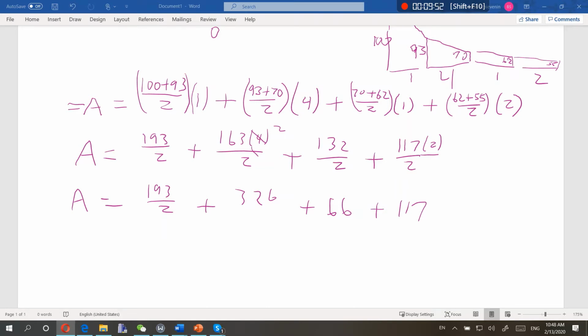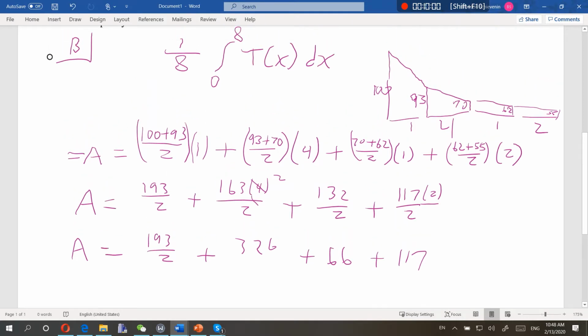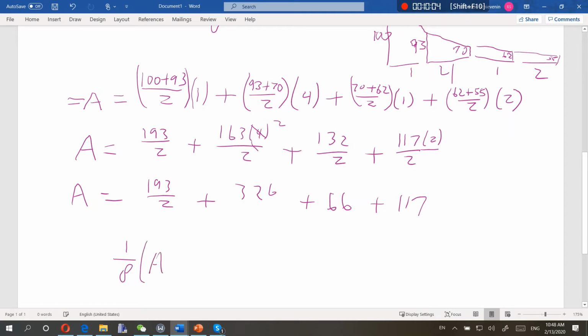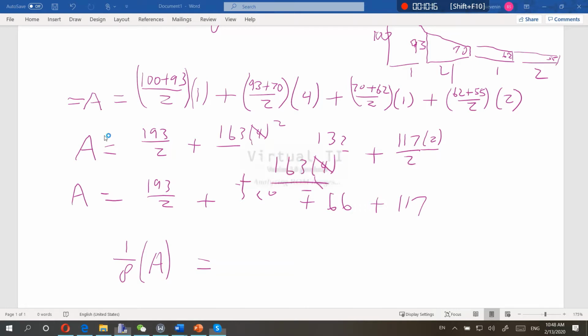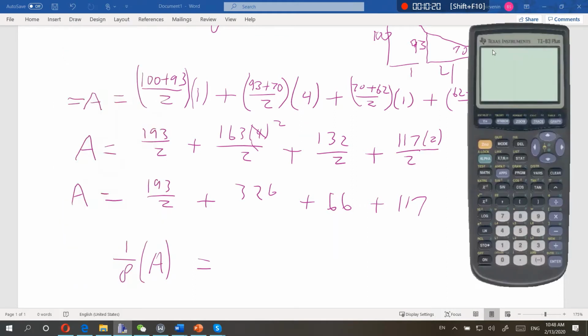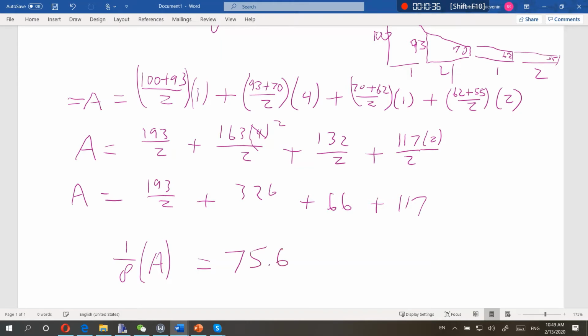So if I keep going with this, I'm going to get my A, and then my average temperature is 1/8 of that. So I could say 1/8 of A would be equal to 193 over 2 plus 326 plus 66 plus 117. Okay, divided by 8 is 75.6875, which again is my estimate. So my approximation of my average value of our temperature.